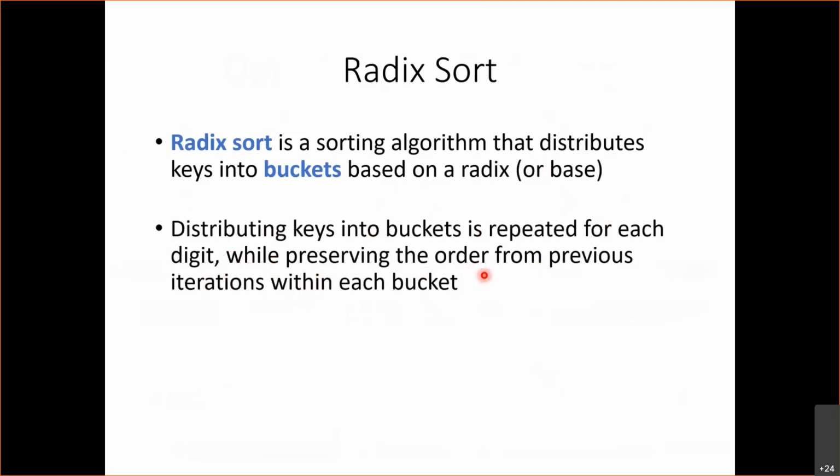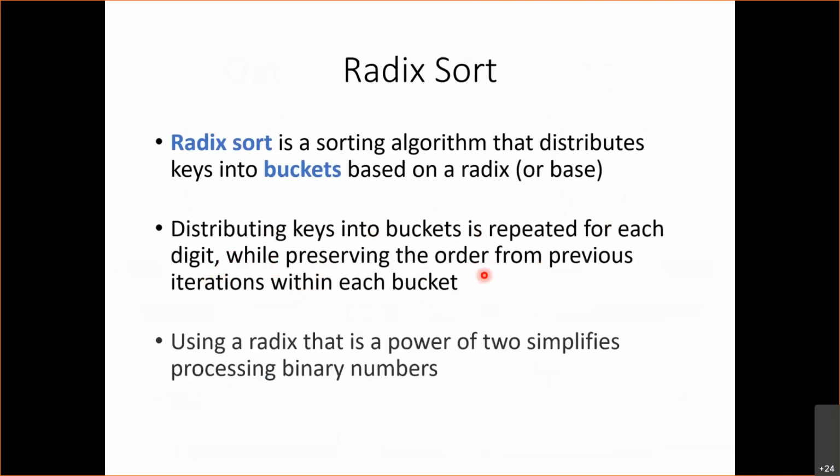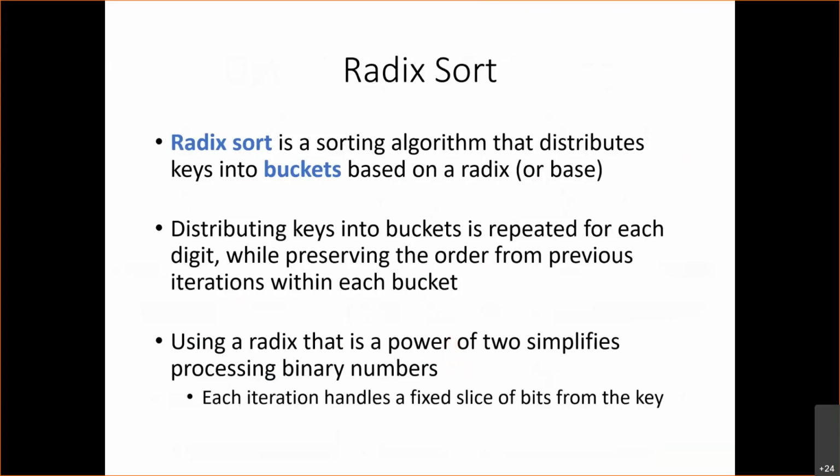And usually when we do radix sort in computers, we like to use a radix that is a power of 2 because that simplifies processing binary numbers, because we're iterating over the digits in the key. So it's easy to slice the key into multiple digits where the digits are slices of a binary number. And that's why we like to use powers of 2. So each iteration is going to handle a fixed slice of bits from the key. Now, to keep things simple and for the ease of illustration, we're going to start by looking at a radix of 2. In other words, we're going to start looking at the case where our radix is 1 bit, and then we're going to extend this later on in the lecture. So we'll start by demonstrating radix sort using a 1 bit radix, and then we'll extend it.